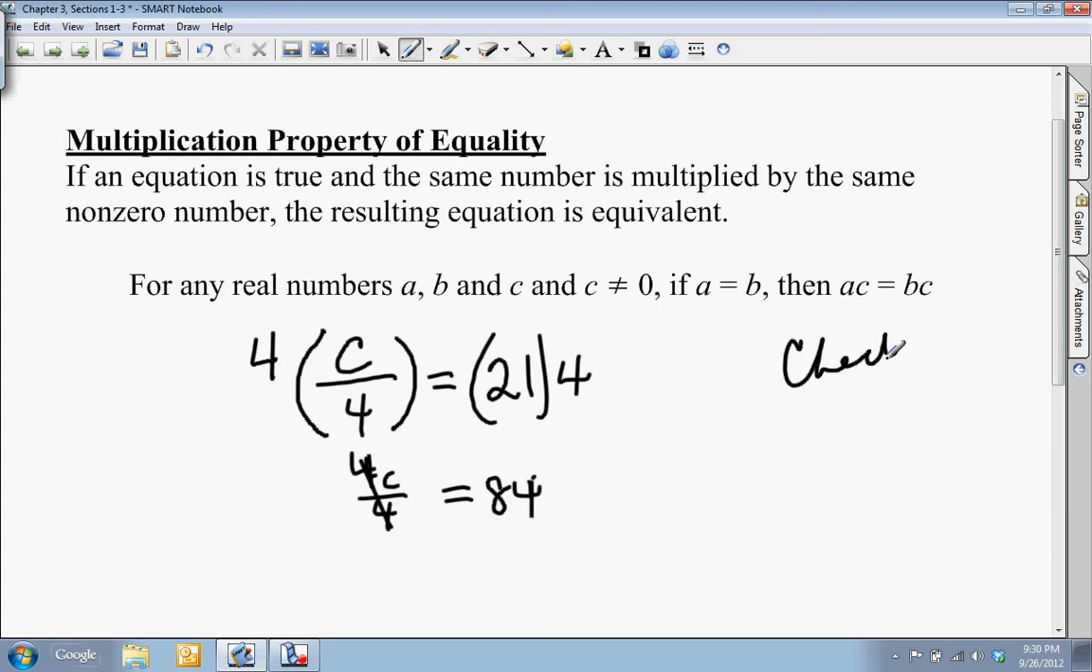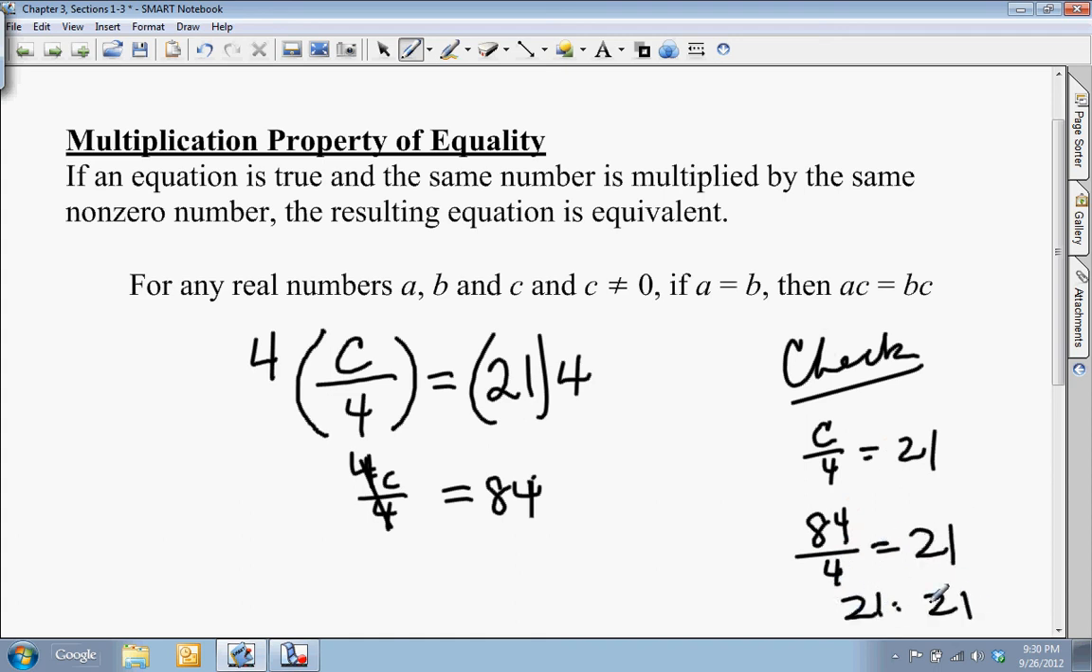And again, I would encourage you to check your answer. If we look at the problem, c divided by 4 equals 21, and we said that c has a value of 84, we see that those things are in fact equal to one another. So we know we did the problem correctly.